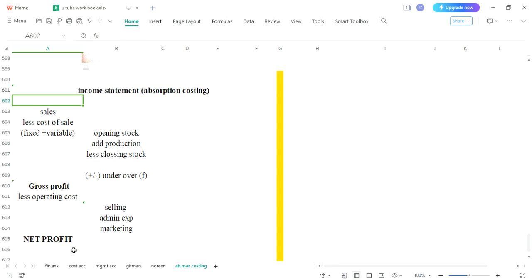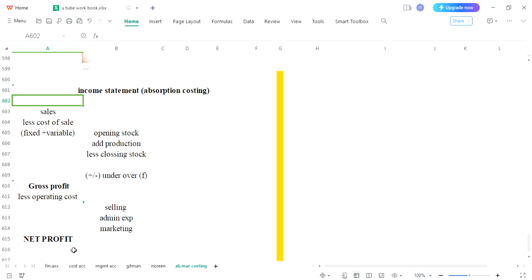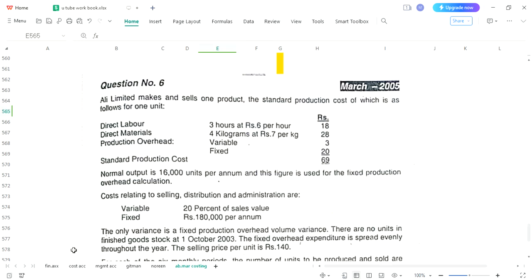You have used this statement for the first question, and right now we are solving the sixth question, and the same statement we are using. Here you will write units and then per unit, the small amount would be written over here and the larger amount would be put over here. This is your outer column, this is inner column. Now let's go back to the question and see what is said.